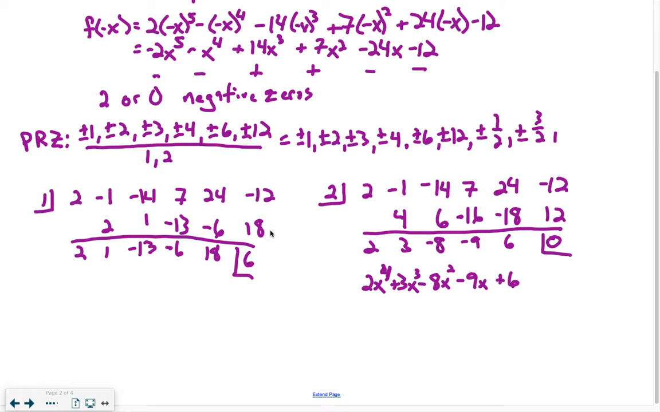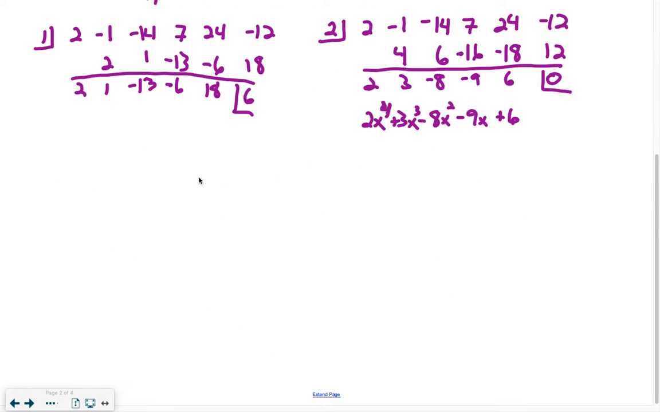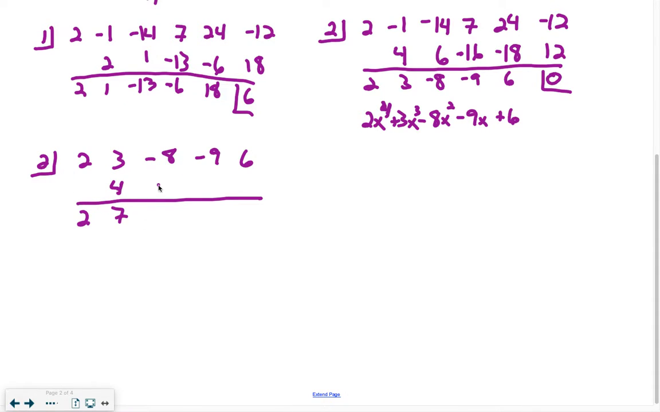Okay, I have not found an upper bound yet, right? But I can try now plugging in 2 again. It is possible that 2 could be a repeated 0. So I want to take these coefficients of my depressed polynomial and try plugging 2 in again. So if I list out these coefficients now, again trying a 0 of 2, that'll be 2, 3, negative 8, negative 9, 6. So bring the 2 down, multiply, add, multiply, add, multiply, add, multiply, and add, and we get 12. So that means that 2 is not a repeated 0, okay? It only shows up once.